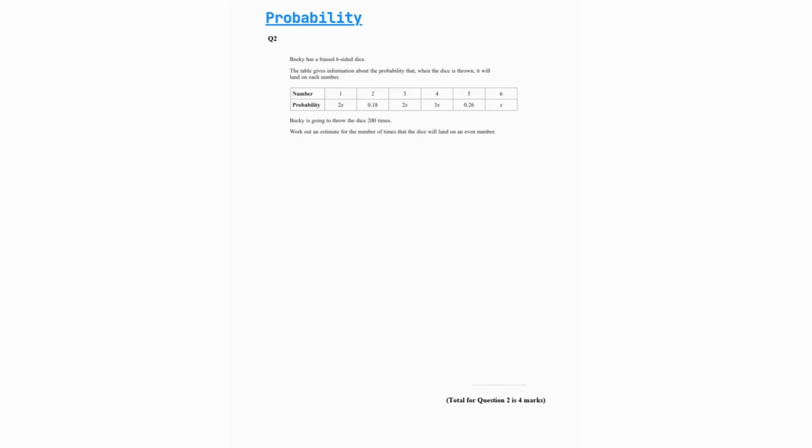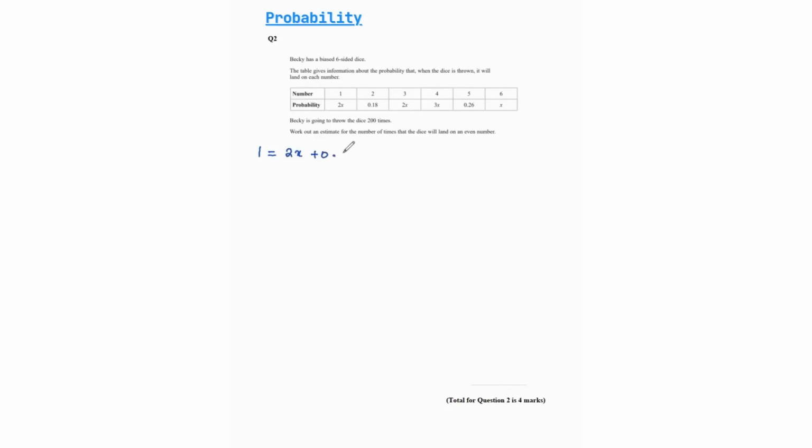Then question number 2 says, Becky has a biased dice. The table gives information about the probability that when the dice is thrown, it will land on each number. Becky is going to throw the dice 200 times, work out an estimate for the number of times that the dice will land on an even number. So the probability question always comes where they're asking us to estimate the number of times an event is happening. So first thing you need to remember is that the sum of all of these probabilities will always equal to 1. So that means we can use that to find the value of x.